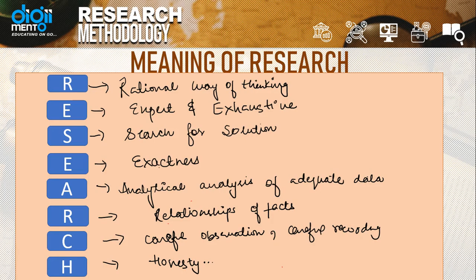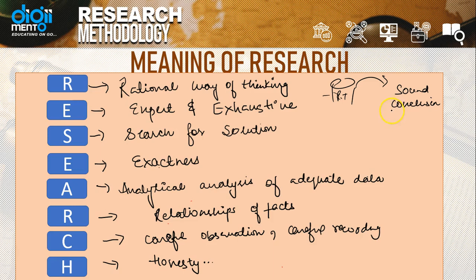The first one is the meaning of research. Basically the meaning of research is totally confined in the word R-E-S-E-A-R-C-H. So this is R. R is rational way of thinking. What is rational way of thinking? With your experience, your opinions, your facts, your data, you will develop your rational way of thinking, and this rational way of thinking gives you a sound conclusion. So this is the input and this is the output, the sound conclusion.